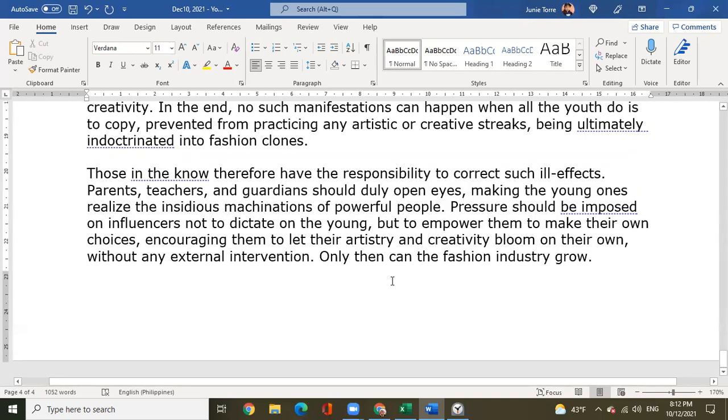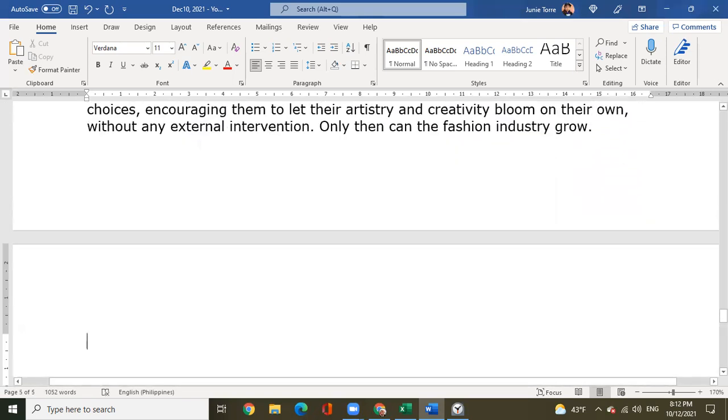So we will just say that there are positive effects and there are also negative effects. And therefore, this is what we should do. There. That's it. That's the conclusion.